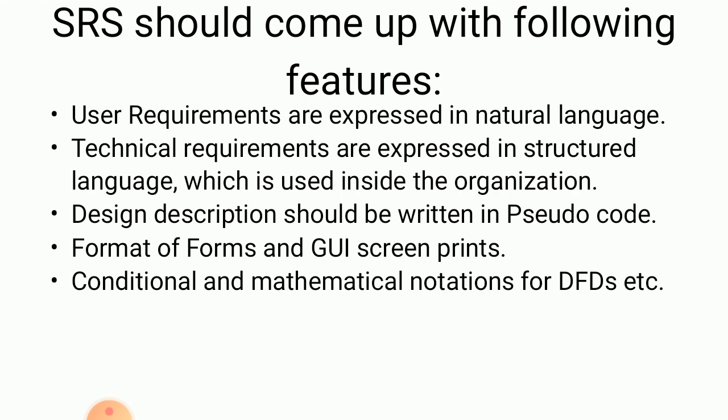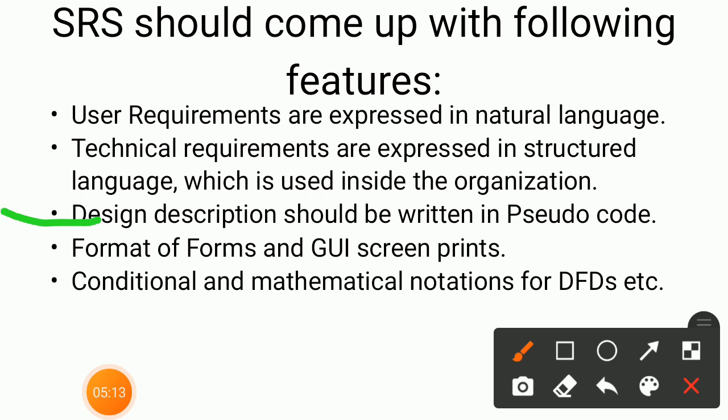User requirements are expressed in natural language. Technical requirements are expressed in structured language which is used inside the organization. Design description should be written in pseudocode. Main design description is written in pseudo form. You know that the algorithm we write is in pseudocode.